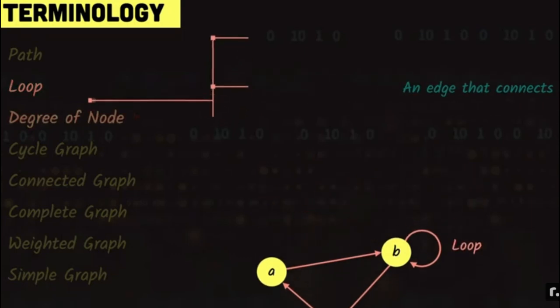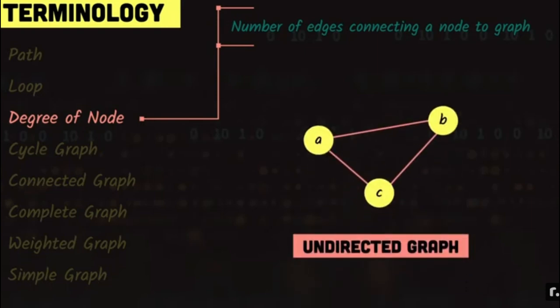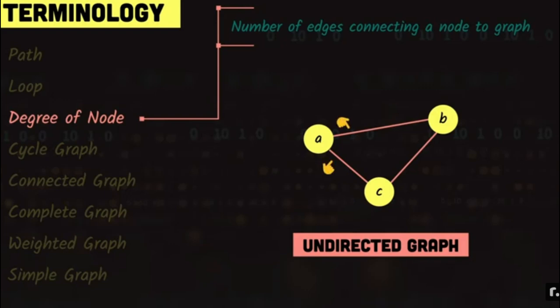Next we have the degree of a node. The number of nodes connecting a node to the graph is called the degree of that node. Let's look at this undirected graph first. If you look at the node A of this graph, there are 2 edges connected to this node. So the degree of node A would be 2. B has also 2 edges. So again, the degree of B will also be 2.